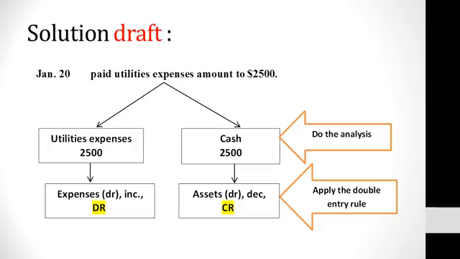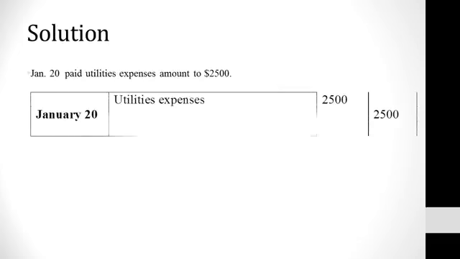Paid utilities expenses amounting to 2,500. Utilities expenses for 2,500 is the first involved account. Cash is another involved account for 2,500. Utilities expenses is normally debit, it increased so it's going to stay in the debit. Cash is an asset, it is normally debit, it decreased so you place it in the credit, like so. Utilities expenses for 2,500 and cash for 2,500.